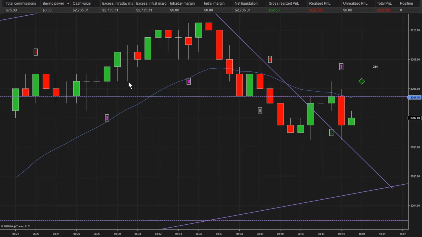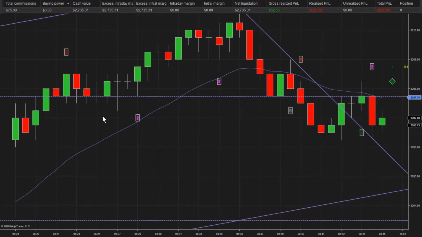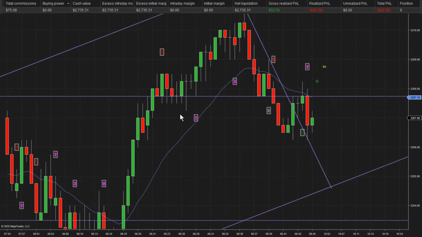Sorry, it was at the bottom of this, 2 ticks under. So that's where I have my limit order, I believe. Yeah, 2 ticks under this. Oh, that was my scale in. So my first limit order was at the bottom of this, and then it broke down.